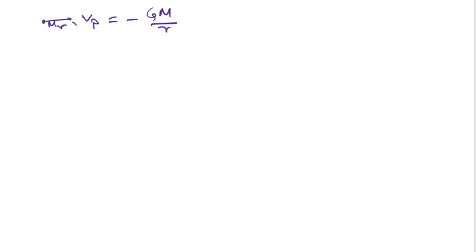Okay, now we know this for the point mass, the potential at a particular point which lies at distance r from that point mass, correct? So r is a position vector, and this is a scalar quantity, so there is no direction.